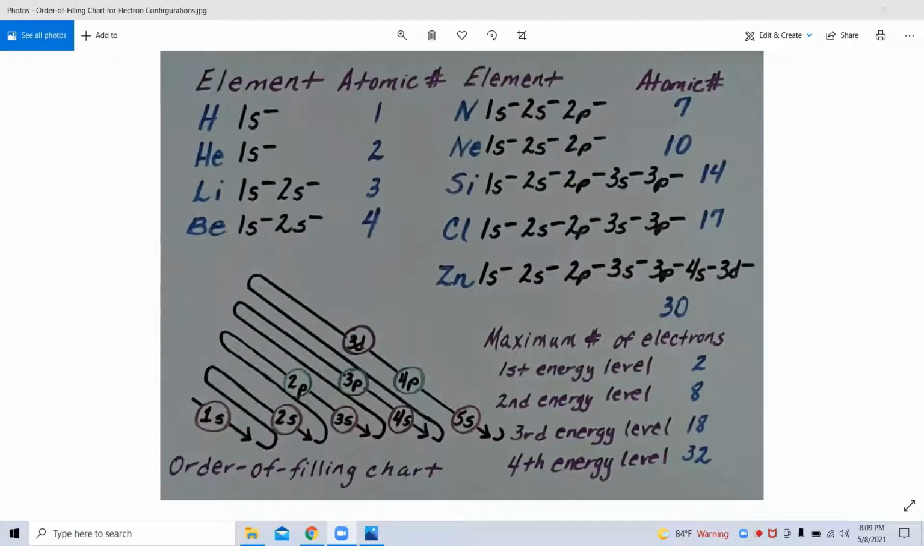Let's talk about the order of filling charts for electron configurations. And as you can see, I have a diagram shown there. This is just another way of writing electron configurations. So let's start off with hydrogen that has an atomic number of 1. Based on the diagram, we start off with 1s. And here's the 1s. Since hydrogen has 1 electron, then the configuration is 1s1.